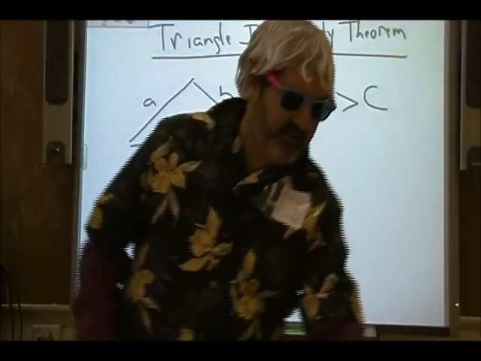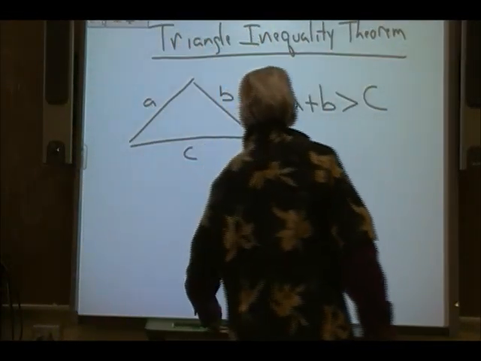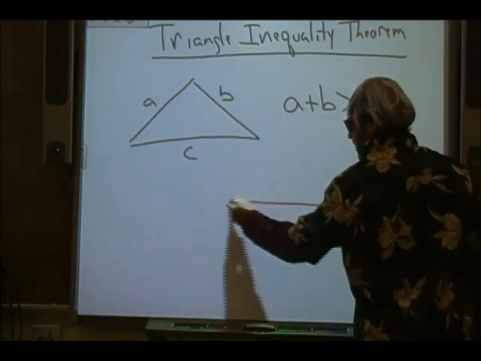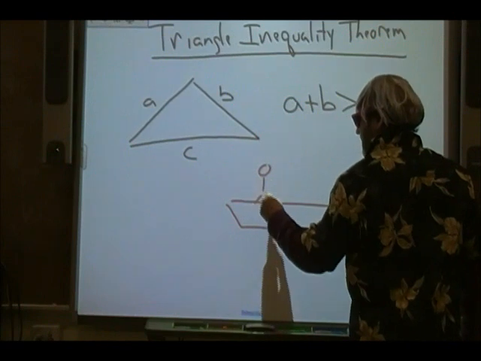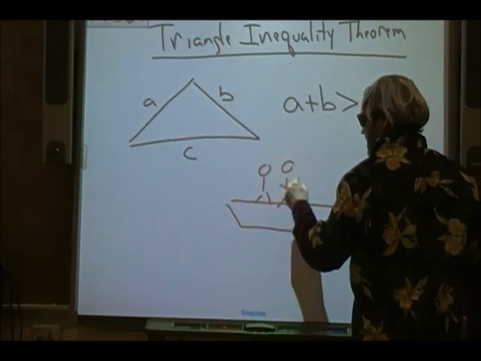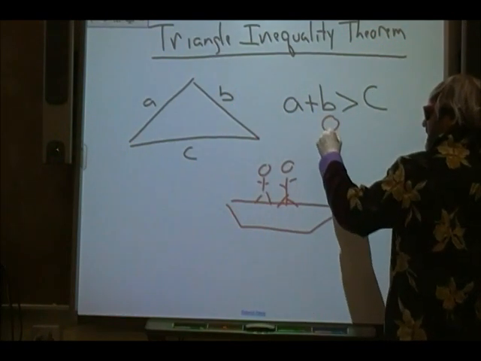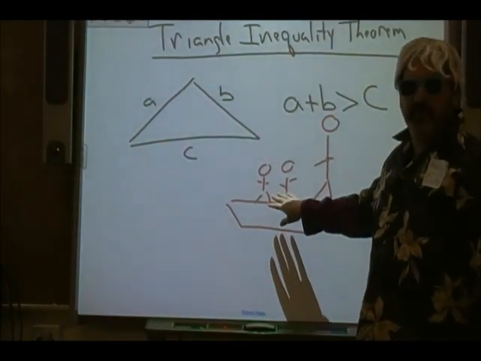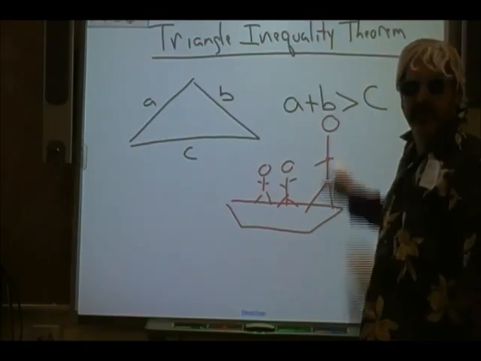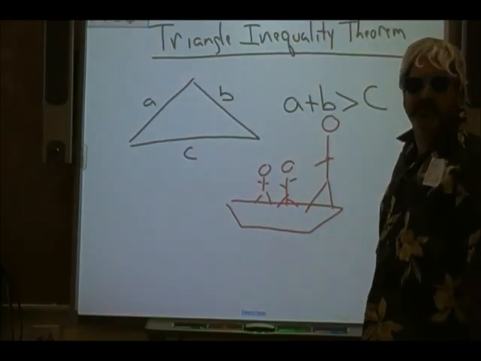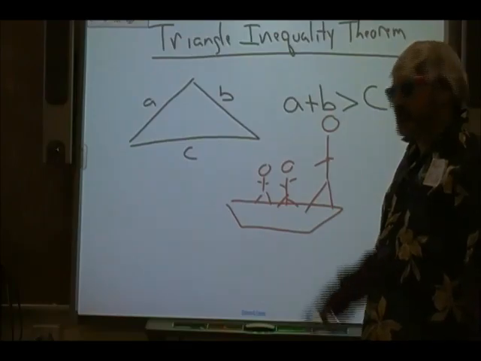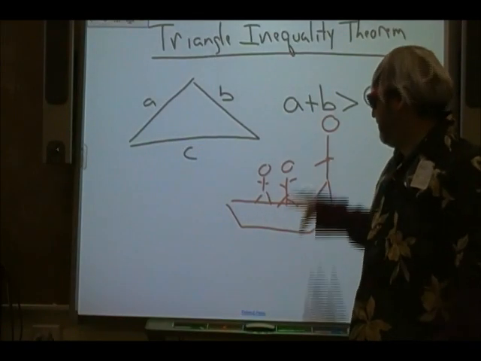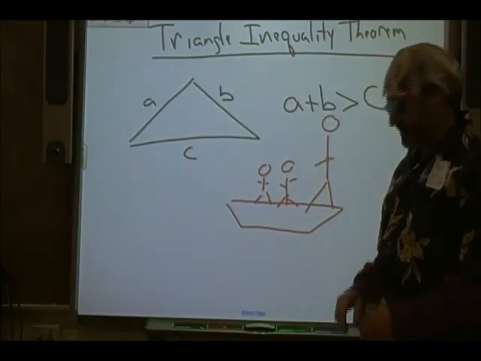Another way to look at it is if you have two small people in a boat. They have to be together. These two small people have to be bigger than the biggest person. Otherwise, the biggest person is going to control everything. So the two little guys together have to be bigger than the biggest person.